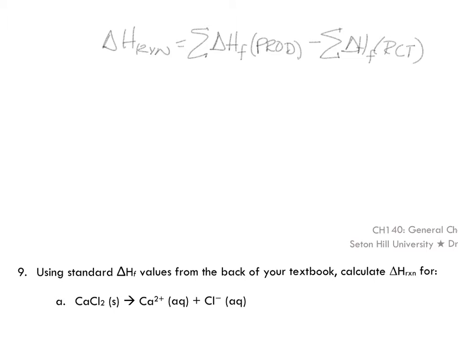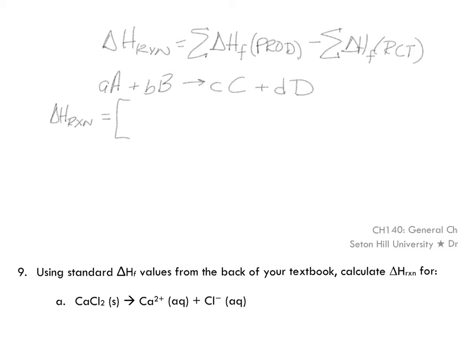So let's say we have a reaction, A reacts with B to make C and D. In this particular reaction, we could then rewrite the equation above. The delta H of the reaction would be equal to the delta H of the products. So the products are C and D.